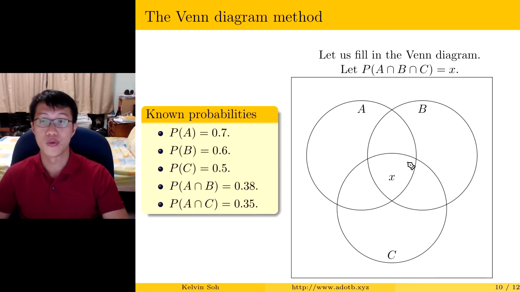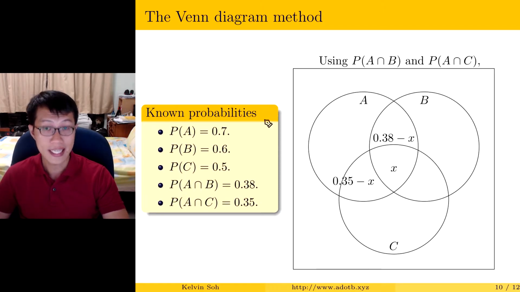I usually prefer to start from the middle, so since we do not know the probability of A intersect B intersect C, we will label it with the unknown x. For the next step, we know the probability of A intersect B is 0.38, so this entire region over here is 0.38. This means that this smaller region over here can be found to be 0.38 minus x. Similarly, the probability of A intersect C is 0.35. So this smaller region over here is 0.35 minus x.